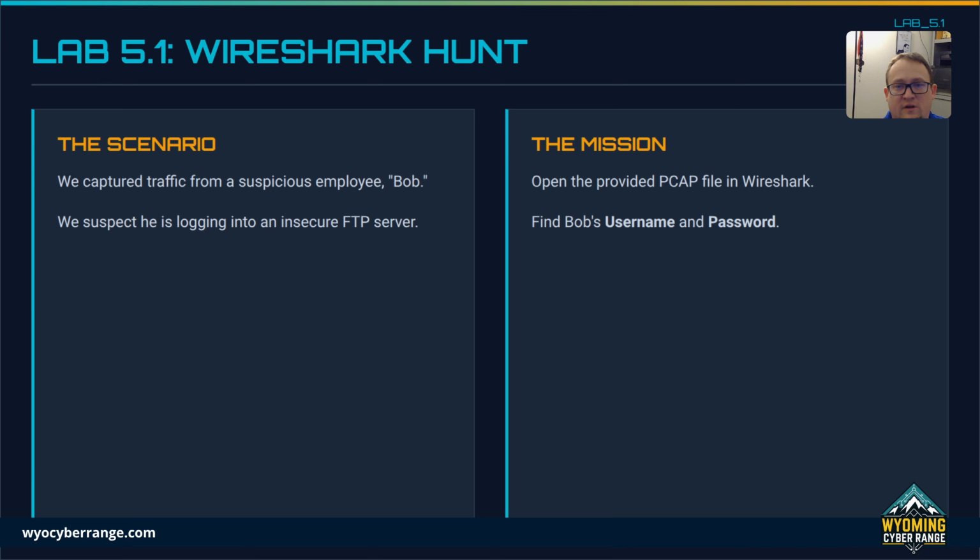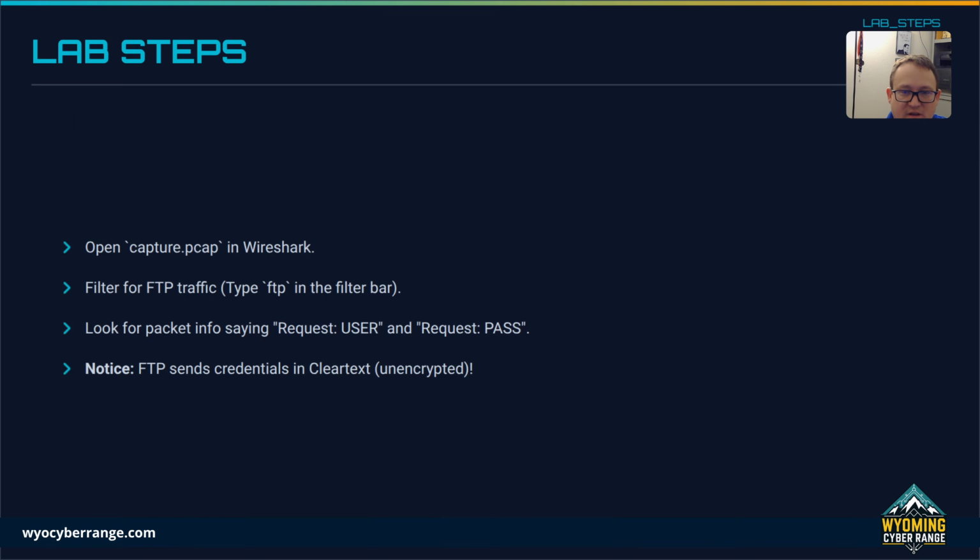So let's get our hands dirty with the Lab 5.1 Wireshark hunt. We've captured some traffic from a suspicious employee, Bob, and we suspect he's using an insecure FTP server. Our mission is to open the PCAP file in Wireshark and find Bob's username and password. Your steps here are going to be: open up the PCAP file, filter for FTP traffic, and look for anything that says request user and request pass. FTP sends credentials in clear text, so you should be able to see the password right on the screen.